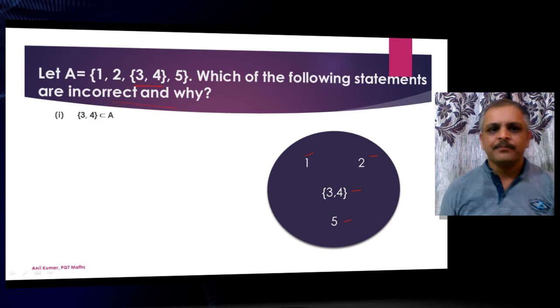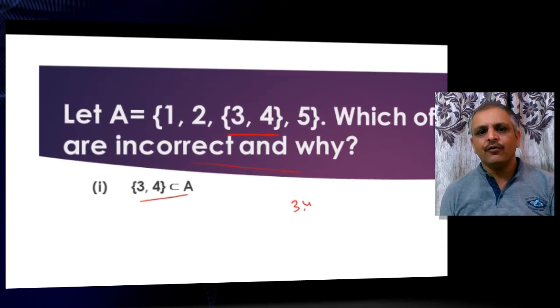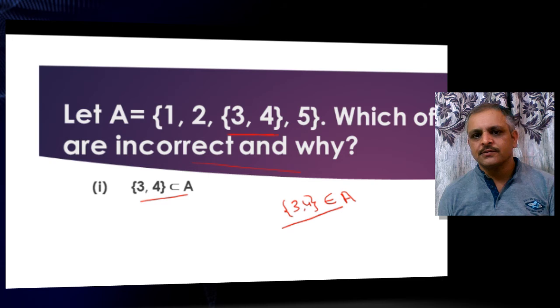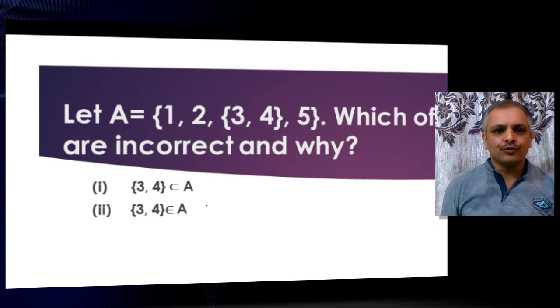And let's see the statements. {3, 4} is a subset of A? No, this is a false statement. Why is it incorrect? See, this {3, 4} set is a part of this set, so we can say that it belongs to this set. And when I have to write that it's a subset, then I have to write it like this: curly brackets and the elements 3, 4, and then one more curly bracket, and now I can say that this is a subset of A. Yes, as I told you, this belongs to set A. This is correct and the earlier one was incorrect.